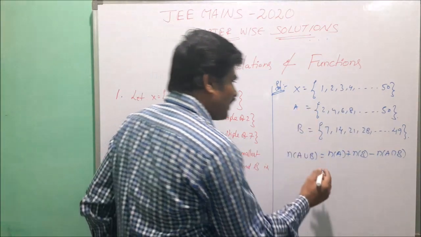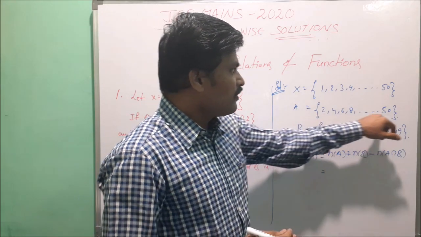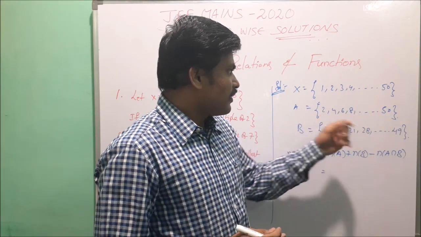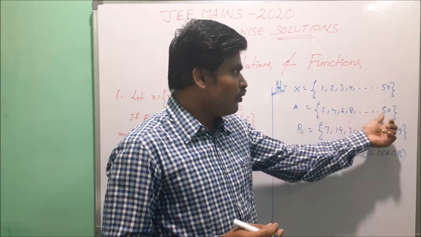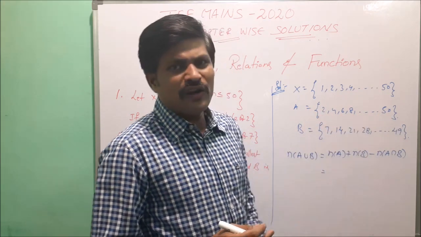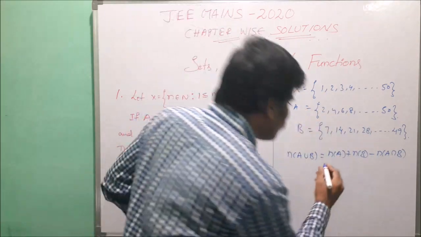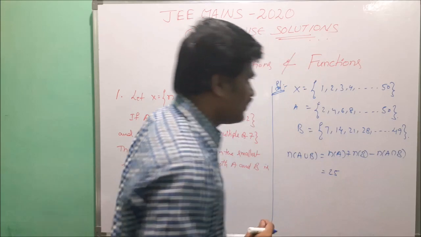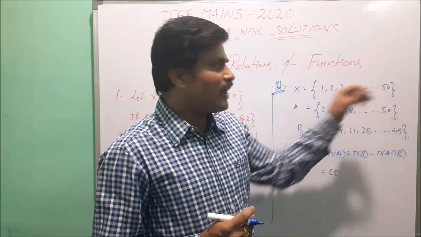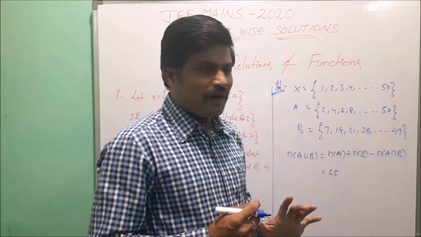Now here clearly we observe that in the set capital A there are even numbers. Now here multiples of 2 from 1 to 50, total numbers equal 25. Here the total numbers in the set A equal 25, which is clear. Now here from 1 to 50, we take only even numbers. That number of elements in the set is 25.